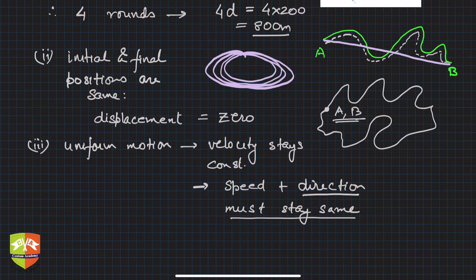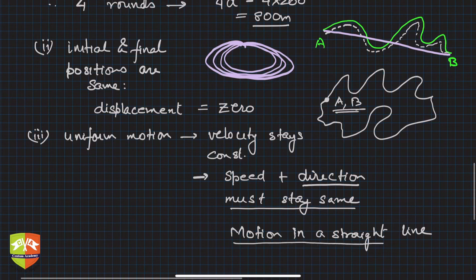And when is the direction constant? When a body actually moves in a straight line. Motion in a straight line can only ensure uniform motion. It doesn't mean that all straight line motions will be uniform.